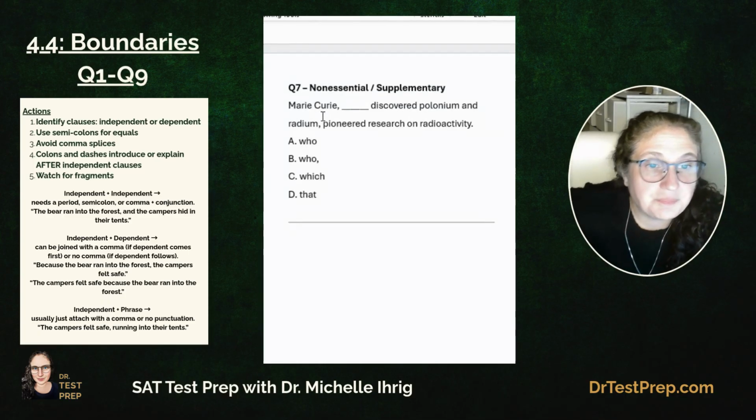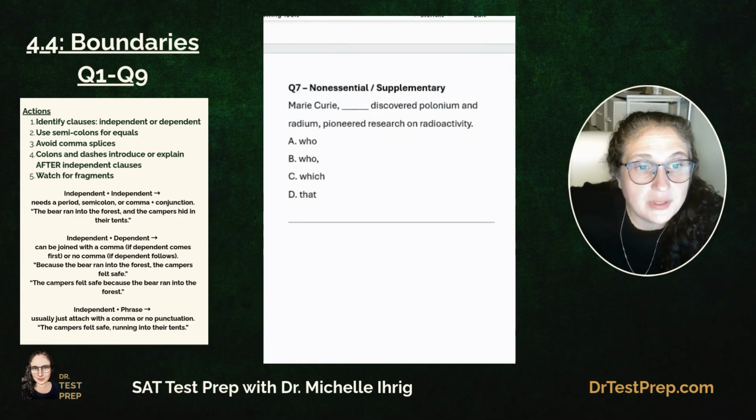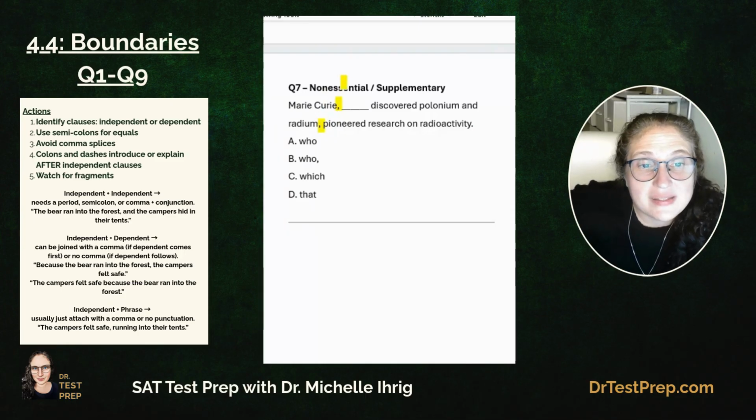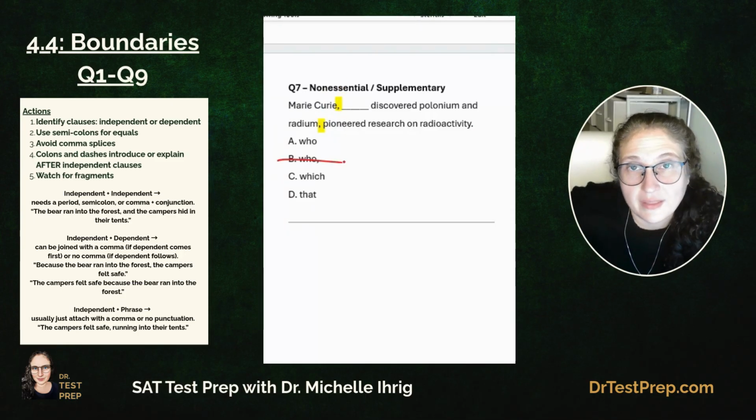All right. Marie Curie, who discovered polonium and radium, pioneered research. See how this comma and this comma here, we could just say Marie Curie pioneered research on radioactivity. This is when we need a comma before and after, but this comma is already here. So that's why it's not going to be "who" like that.